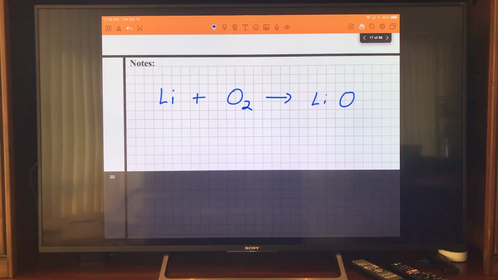Let's go over and balance the product now. Oxygen minus 2, lithium plus 1. So it's going to be Li2O. And finally, we'll balance the entire expression. So there's 1 oxygen on the right side. So we have to put a 2 there. That means there's 4 lithiums and 1 oxygen.